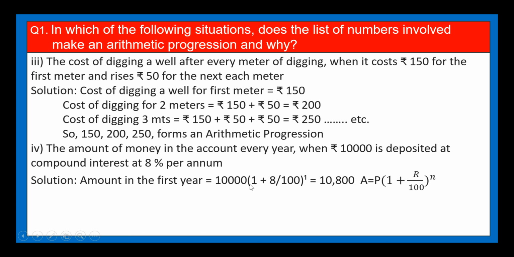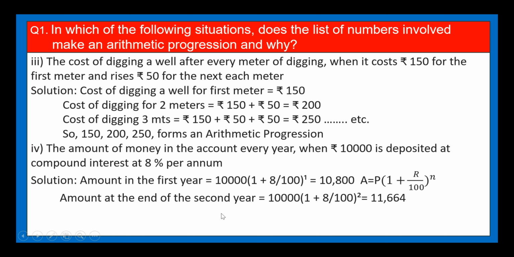Here 10,000 is the principal into (1 plus 8 by 100) whole power n. If you simplify this, 100 plus 8 is 108 by 100. You can cancel these 2 zeros and 2 zeros so that it is 10,800 rupees, the amount in the first year. Initially it is 10,000. Next, after 1 year, the amount will be 10,800 rupees. Now, the amount at the end of the second year is 10,000 into (1 plus 8 by 100) whole square, which is 11,664 if we simplify this.